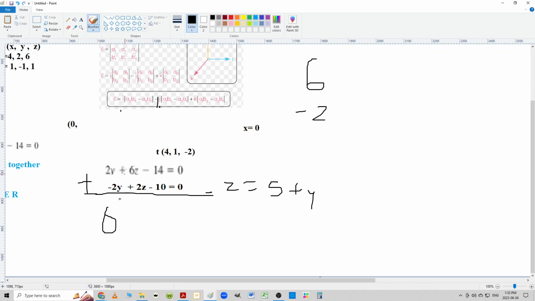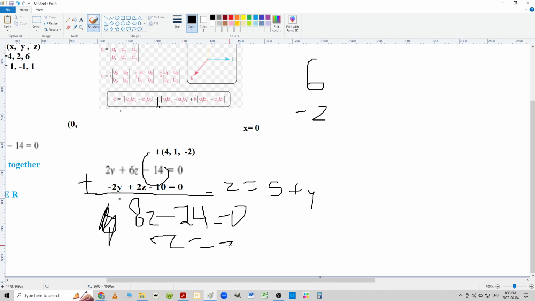So when I add these two, I get 8z, and I can ignore the 0. Adding these two, minus 14 plus minus 10 is minus 24, which is equal to 0. And I can solve for z. z is equal to 3. So that means when x is 0, z is 3. I just need to find y.